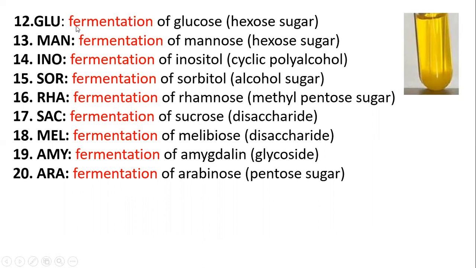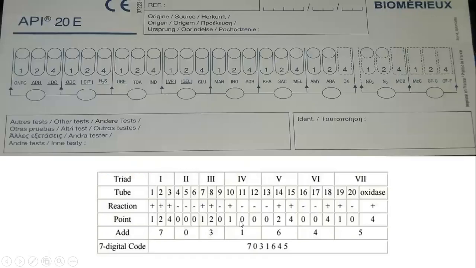If our bacteria has the ability to ferment glucose, mannose, inositol, sorbitol, and all these disaccharides and polysaccharides, then fermentation is performed, the pH decreases, and the media become yellow. So if it becomes yellow, it means that our bacteria can ferment these sugars. All these tests are the same.